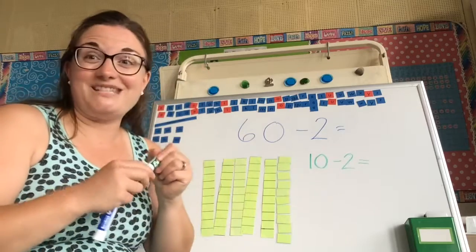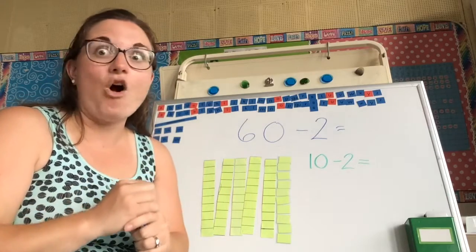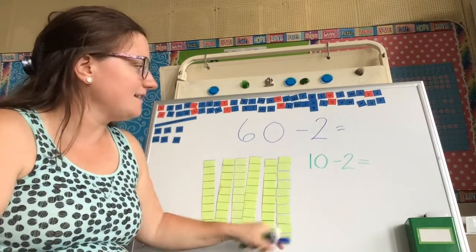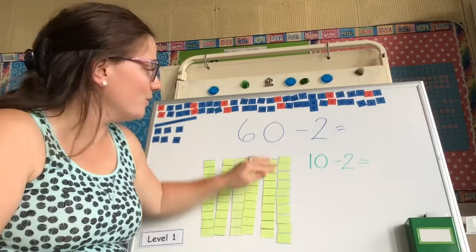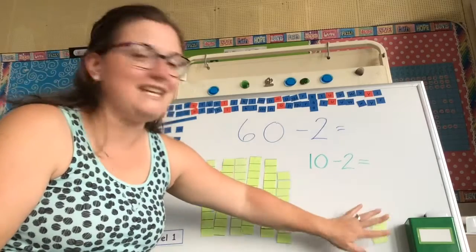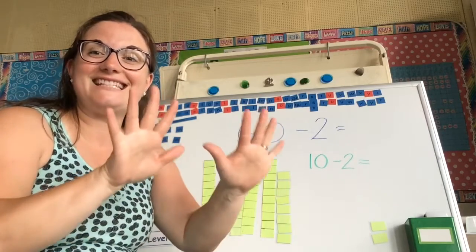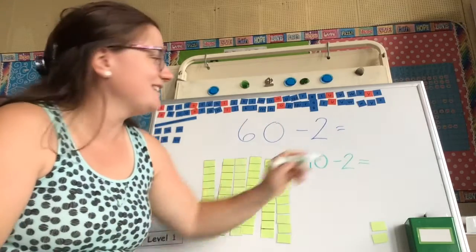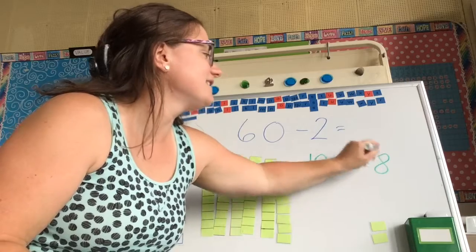And we know how to do 10 take away 2. We've been practicing all year the numbers that make 10 together. So if I have 10 and I take away 2, how many do I have left? 10 and I take away 2. How many do I have left? Say it out loud. I have 8.